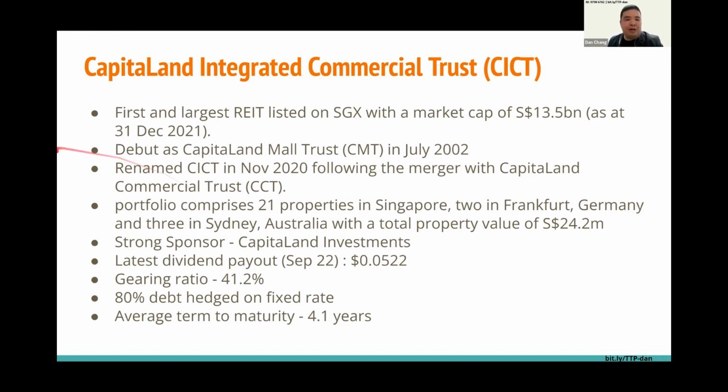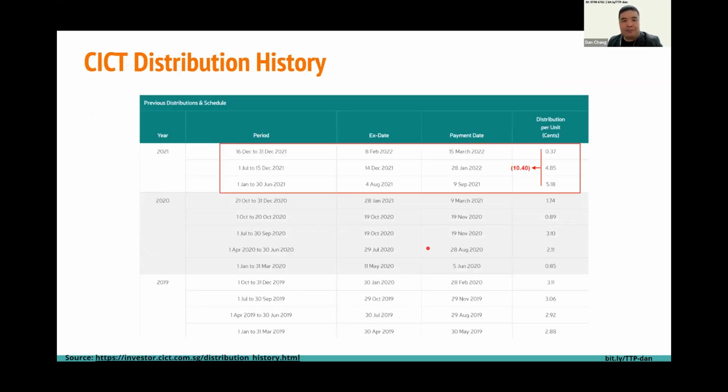The latest dividend payout, which is September 22, is 5.22 cents. I'll come to that later. The gearing ratio is slightly higher at 41.2%, but the good thing is that 80% of their debt is hedged on fixed rate, and their term to maturity is 4.1 years, so it's quite long. And I forgot to mention that they also have a strong sponsor, Capital Land Investment within the market.